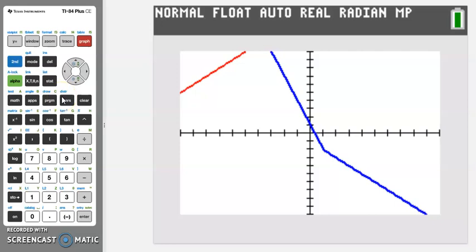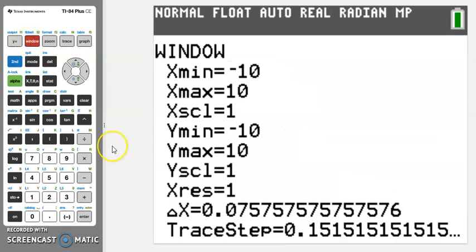Now, unfortunately, in this screen, we cannot see the intersection point, and that means we need to go adjust the window in the calculator to be able to view the point of intersection. And you can probably tell it's up above the top edge of this screen. So go to your window. To move your graph up, change your y maximum to something larger.